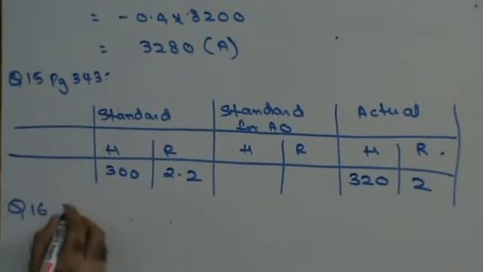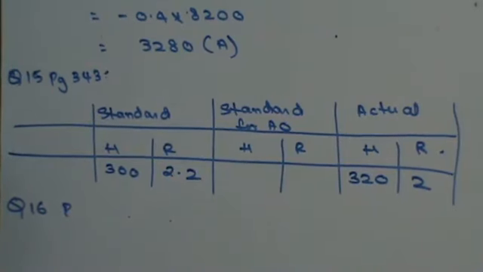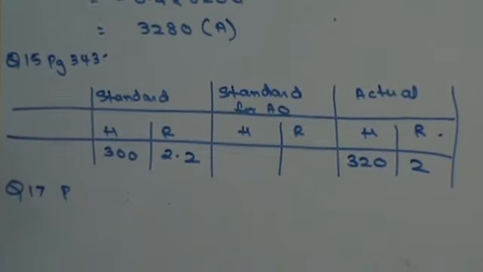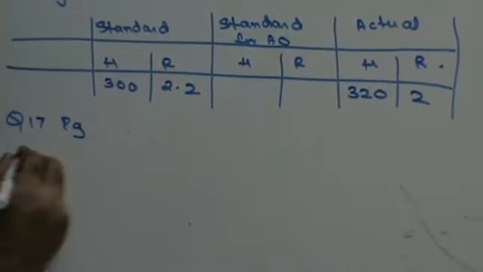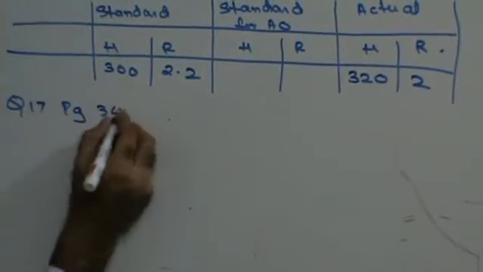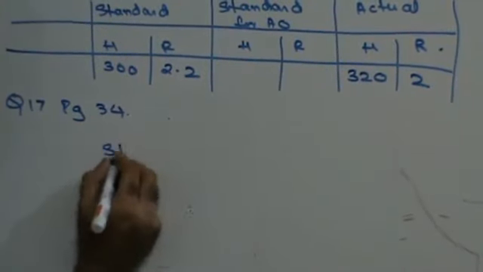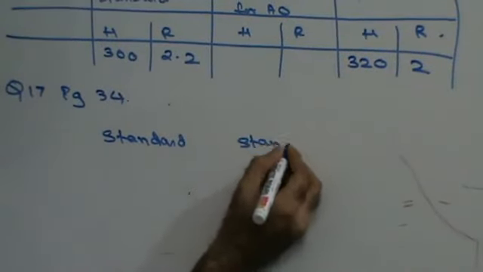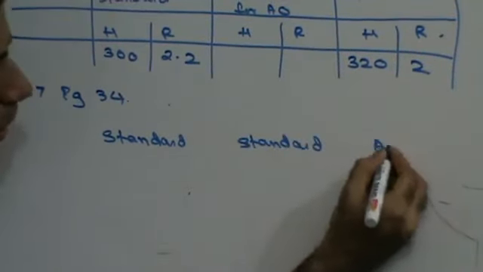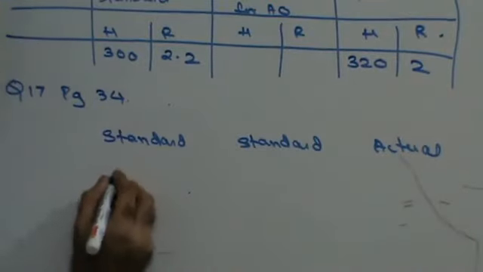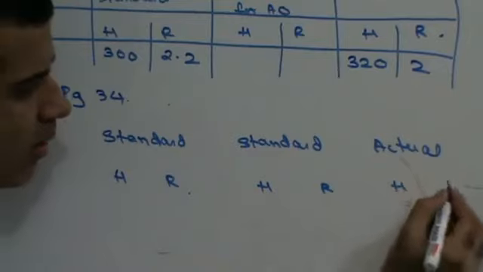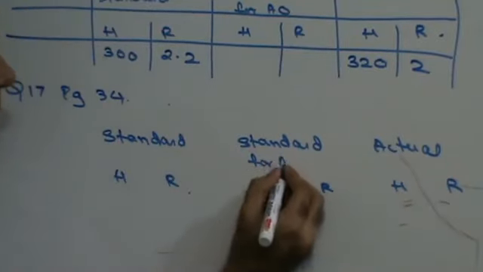Let's see question number 16. Wow, the textbook does not have a 16 at all. Straight away they have question number 17, on page 343. Let's make the table first. Standard, actual, hours, rate, for actual output.